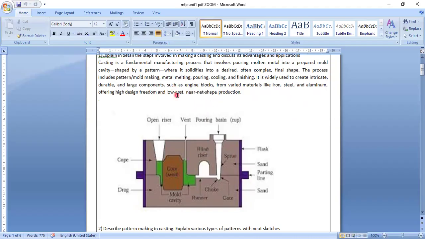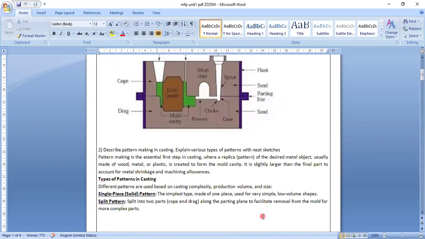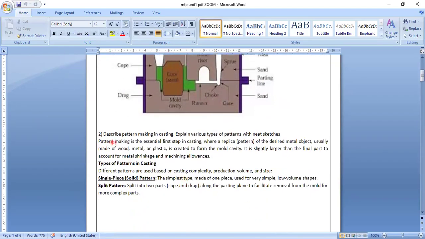So this is called casting. The casting elements you can name are the flask, cope, drag, open riser, vent, and pouring basin. All of this you can tell. Sand is used here.